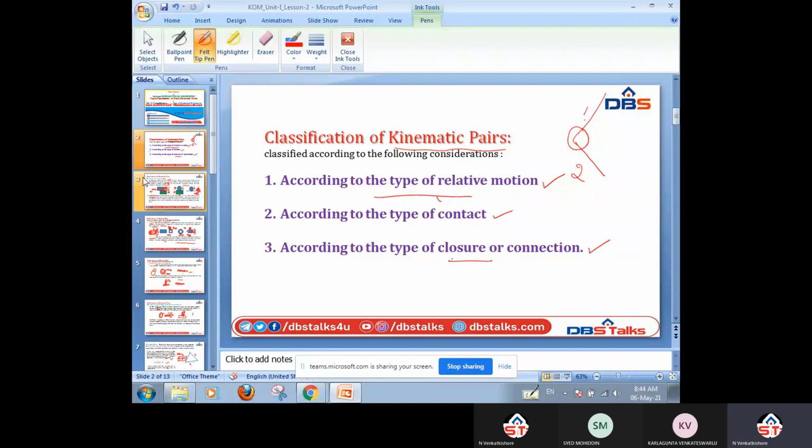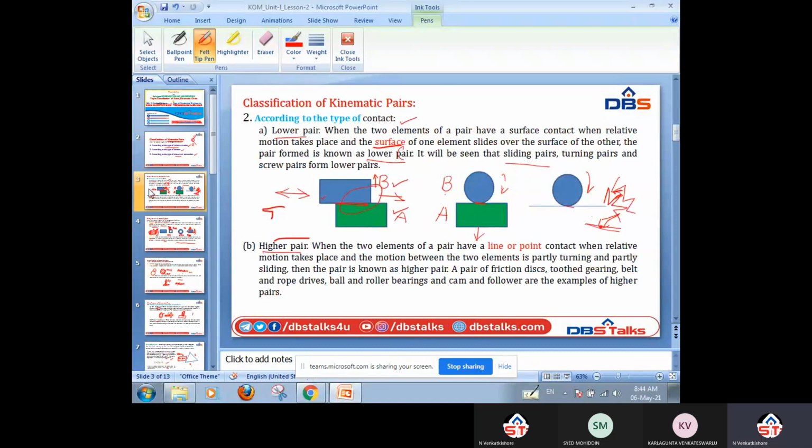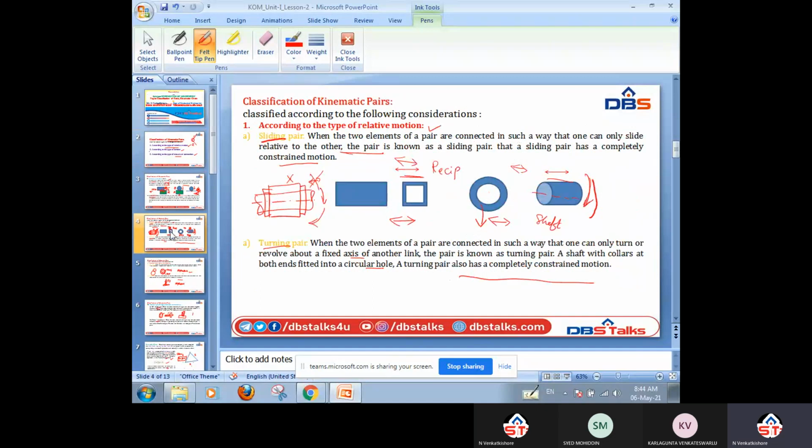Next, according to the type of contact, how are they classified? Lower pair and higher pair. Lower pair means they have surface contact. We will call it a lower pair. Higher pair means when the two links or two elements which form a pair are in contact with a point or a line, then it is called a higher pair.